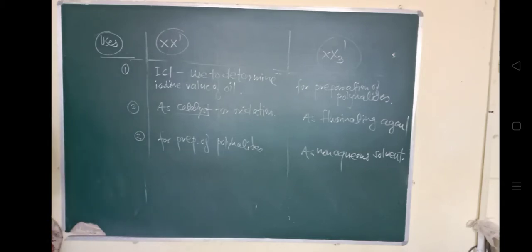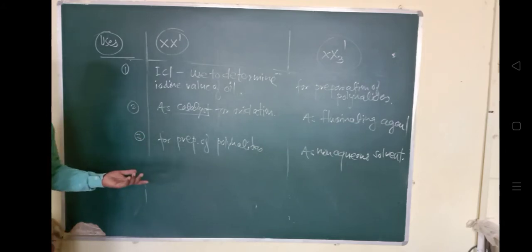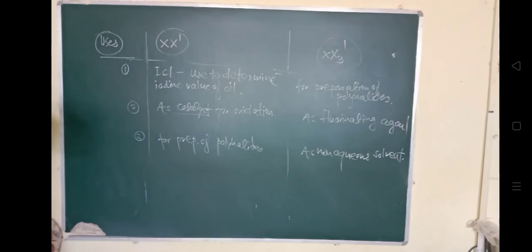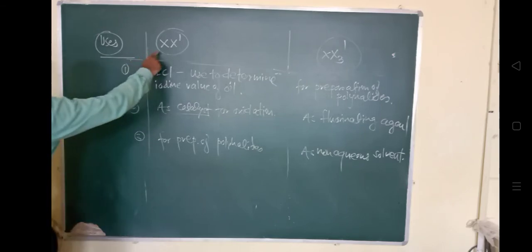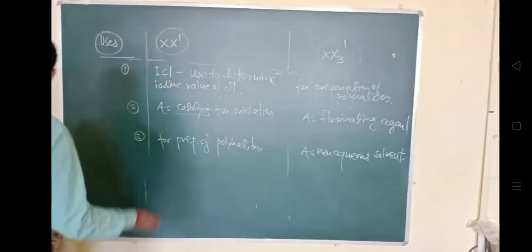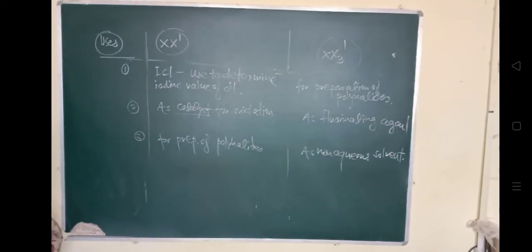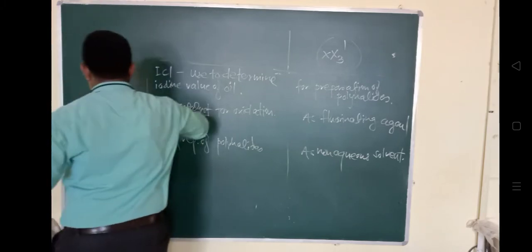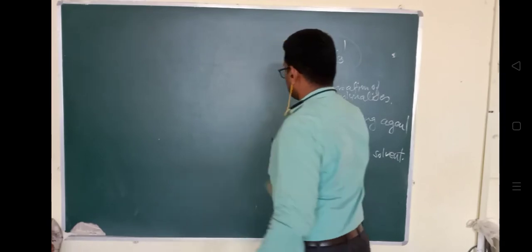Now we will see the structure of some interhalogen compounds. As we are saying, interhalogen compounds are of group 17. Group 17 elements have 7 valence electrons. Based on that, we have to understand how their structures are drawn.